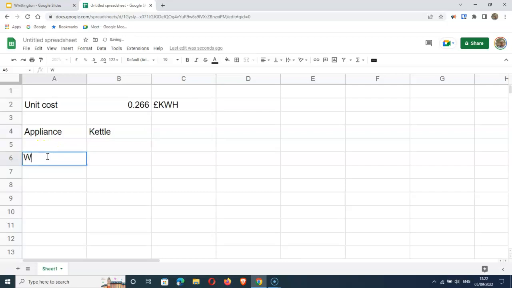Underneath here we've got the wattage of the kettle, and we've said the wattage was 3000, and that's in watts. But we need to transfer that into kilowatts. So I can type kilowatts here, and my kilowatts is going to be, press the equal sign to build a calculation, point to the 3000 and divide it by 1000, and that gives me my kilowatts.